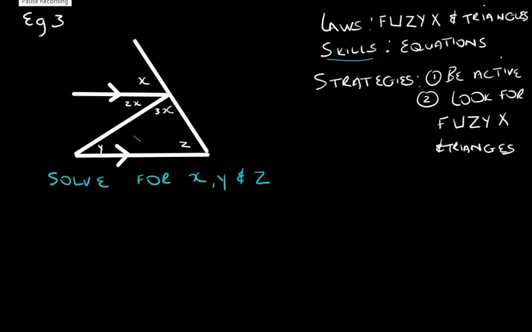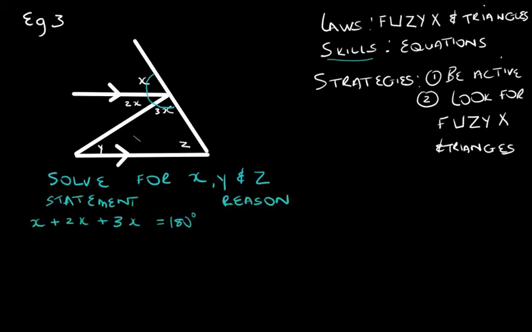So let's go ahead and solve for x. We know that x plus 2x plus 3x must be equal to 180 degrees. Why? Because they are angles on a straight line, and angles on a straight line add up to 180 degrees. So let's set that out.